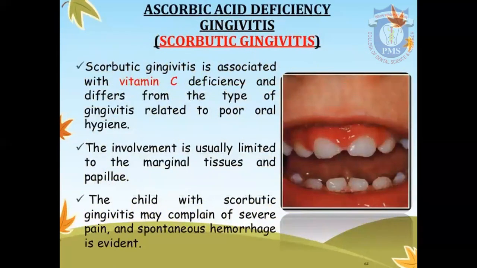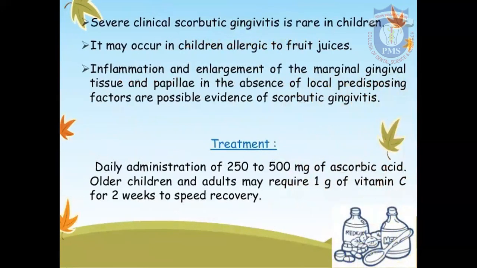Finally, it's ascorbic acid deficiency gingivitis or scorbutic gingivitis. Scorbutic gingivitis is associated with vitamin C deficiency and differs from the type of gingivitis related to poor oral hygiene. The involvement is usually limited to the marginal tissues and papilla. Child may complain of severe pain and spontaneous hemorrhage is evident.